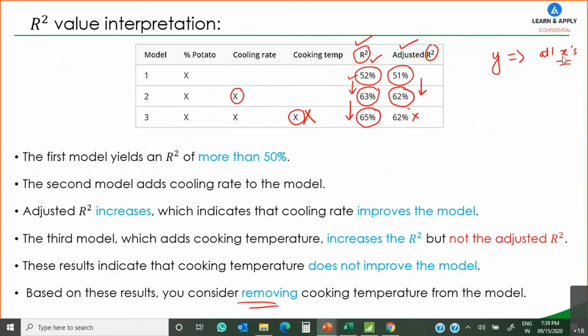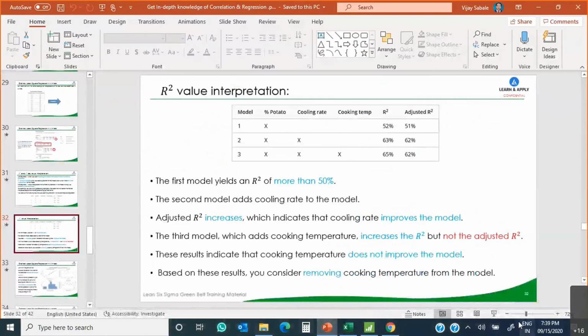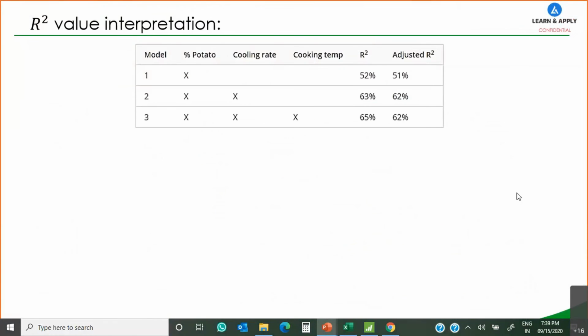What should be the minimum difference between R square adjusted and R square value? See, ideally they should have equal values. Means you can see R square, adjusted R square and predicted R square. Ideally they should have equal values. So if all these three values are very close to each other, then you can say your regression model is perfect. So this indicates that you have covered the maximum number of variables that explain the variation in Y.